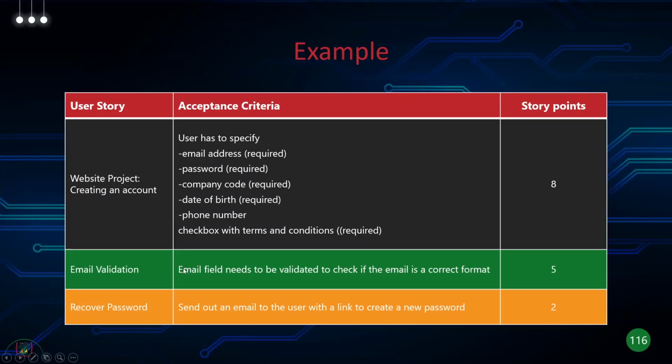On the other hand, let's say you want to check email validation, right? If the email field, you want to validate if it's the correct email address or a correct format, it might be a smaller story point, it's a 5, right? Or if you want to recover a password, you want to send out an email to the user, you provide them a link so they can reset, create a new password. That could be a story point of 2. So this is how the team can look at the acceptance criteria, the complexity, the risks involved, and based on their understanding, they can give a relative sizing.